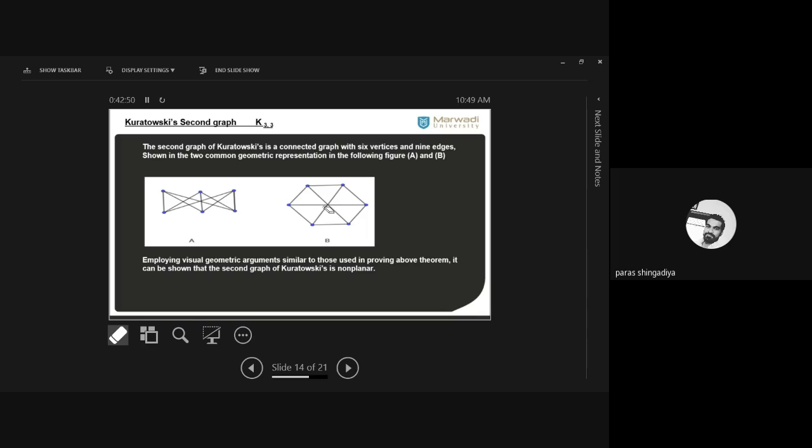Means they are the same. You already checked in the isomorphism concept that they are isomorphic, which means they are essentially the same. If you consider this picture, in comparison to this one, it has more crossings, more intersections between two edges.